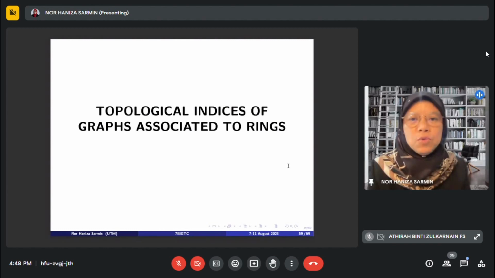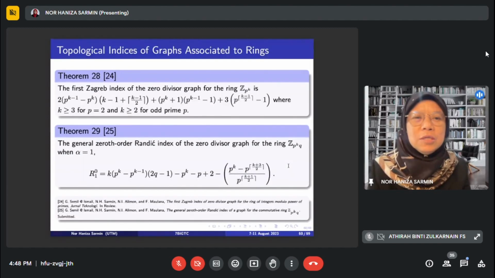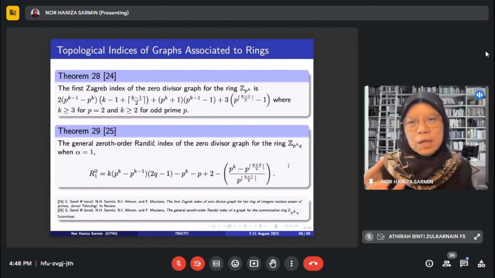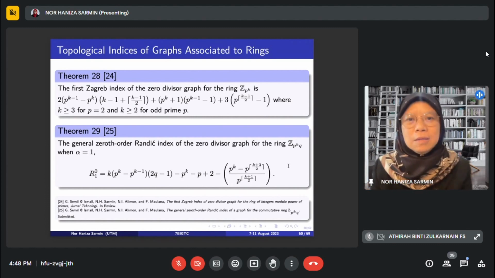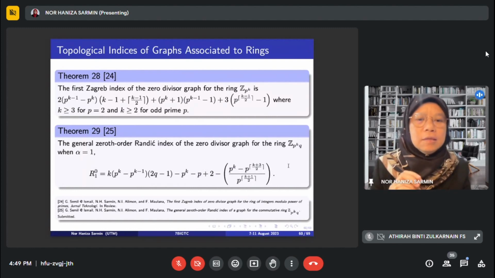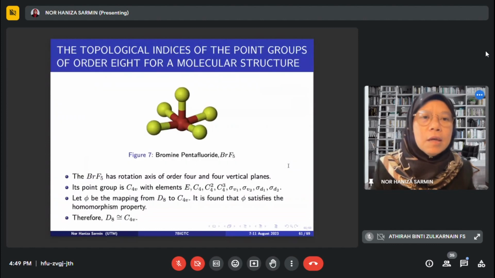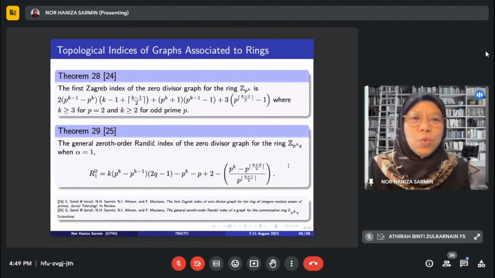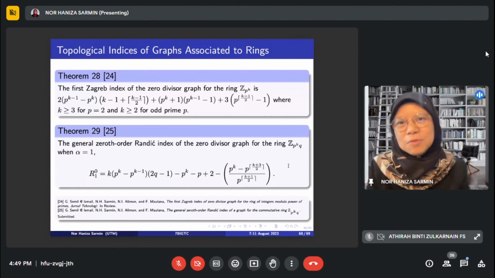So these are results. I want to share a little bit, just one, associated to rings, in which the first Zagreb index for the zero divisor graph looks like this. This is only for Z_p^k. This is still ongoing work by our student Ghazali. And the general zeroth-order Randic index is found as below. As I mentioned, this is still ongoing work, and there are a lot of other graphs associated to rings.